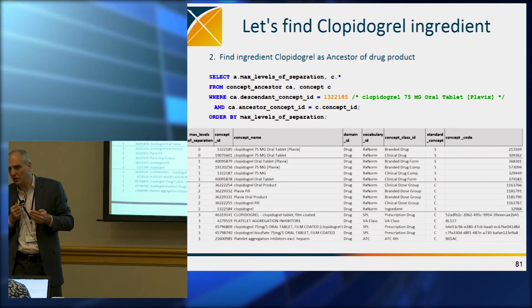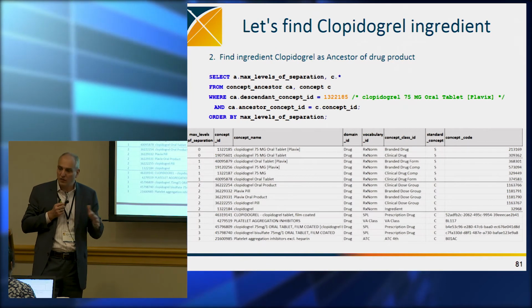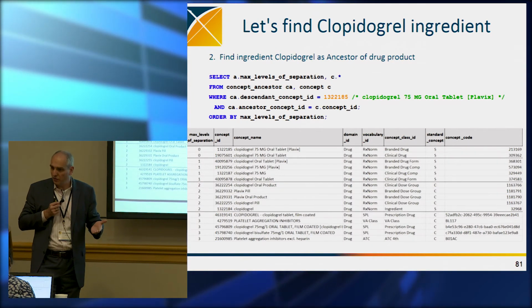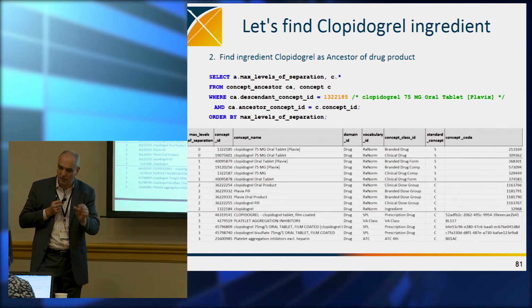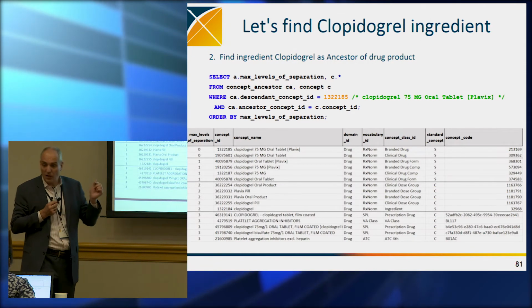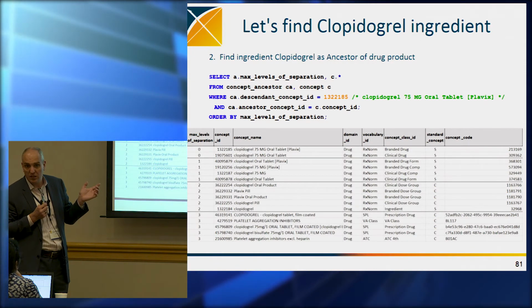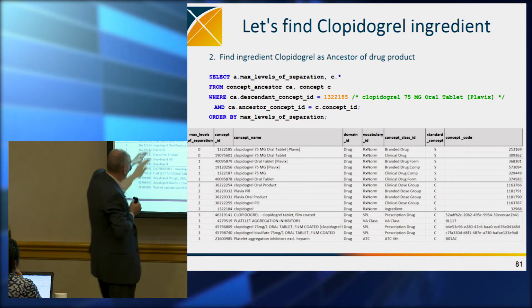And in EHR, you have this routinely. In claims, you never have it, because you always have exactly the product that left the pharmacy. Okay? In OMOP, it doesn't matter. You can have both, because hierarchically, they're connected.